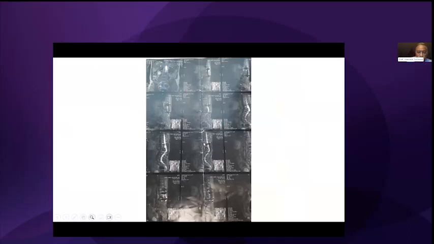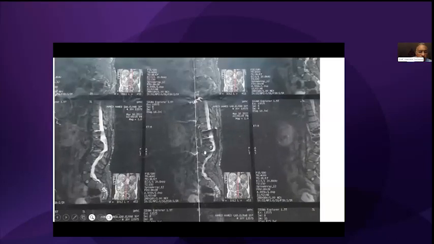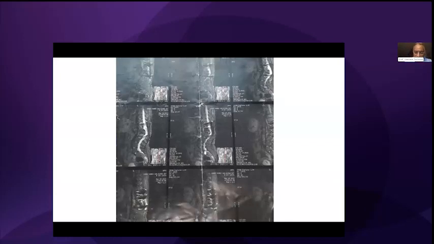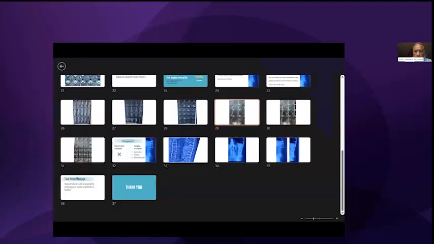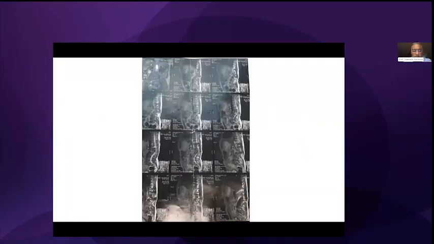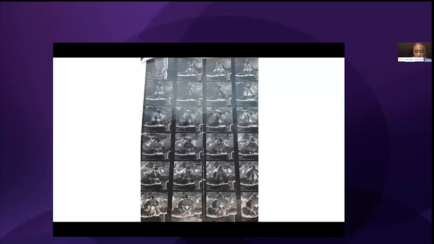MRI was done, and there was smooth compression rather than sharp compression from the retropulsed fragment. And this is another shot of the MRI. The axial cuts of the MRI also show the canal, and it's about 50% compromise of the canal.